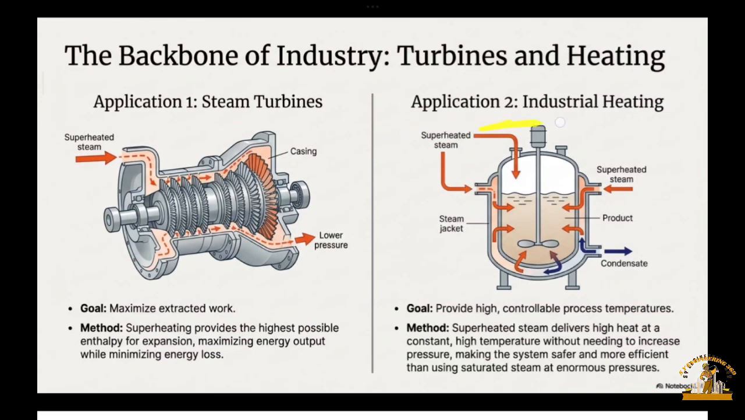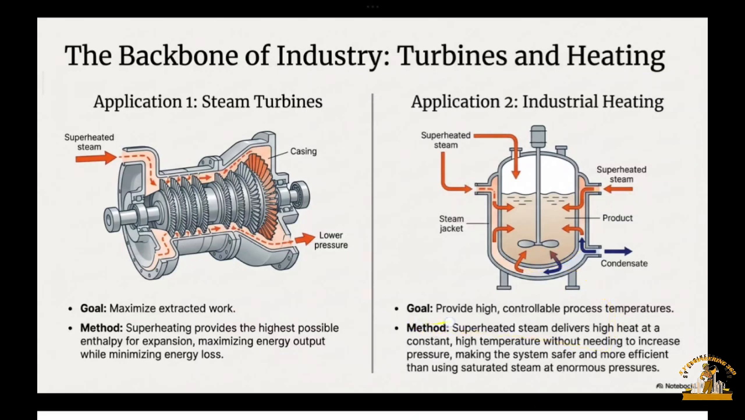Application number 2: industrial heating. As we can see, the superheated steam has two inputs, and a steam jacket, and this product superheated steam also enters from here, and the condensate, when the superheated steam exits, will turn into liquid and rejoin again.